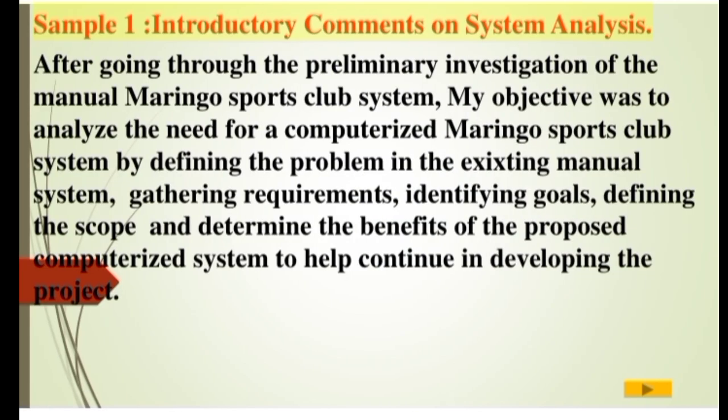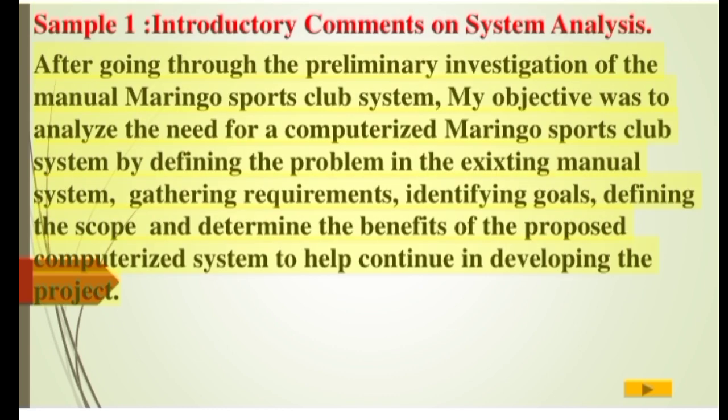Sample 1. Introductory comments on system analysis. After going through the preliminary investigation of the manual Maringo Sports Club system, my objective was to analyze the need for a computerized Maringo Sports Club system by defining the problem in the existing manual system, gathering requirements, identifying goals, defining the scope, and determining the benefits of the proposed computerized system to help continue in developing the project.